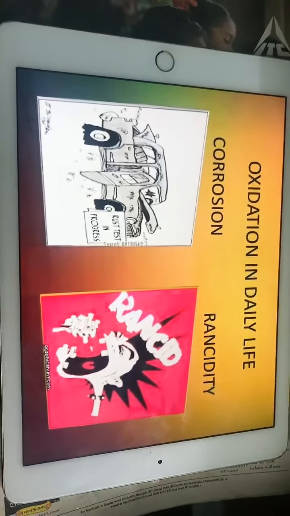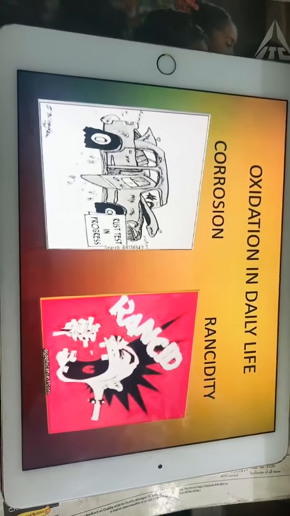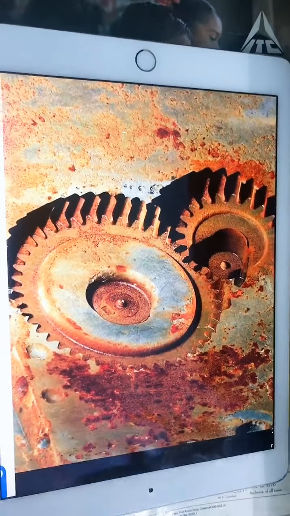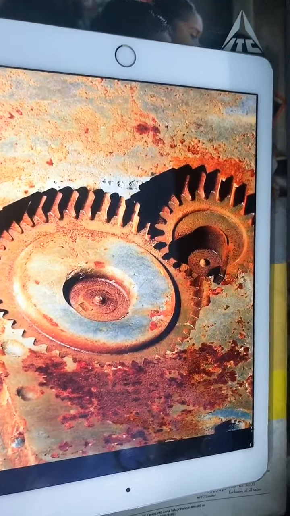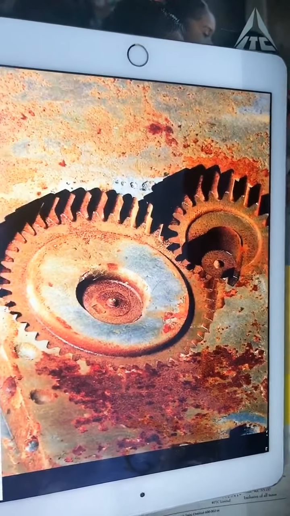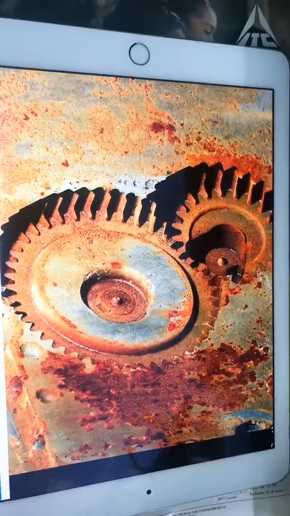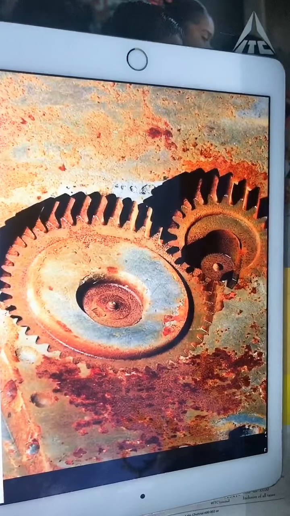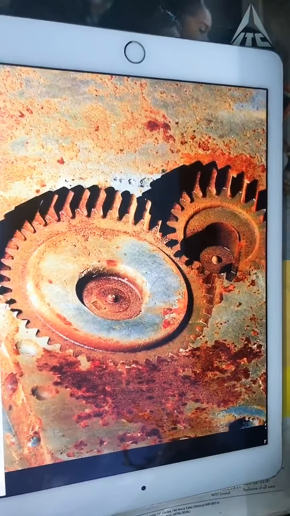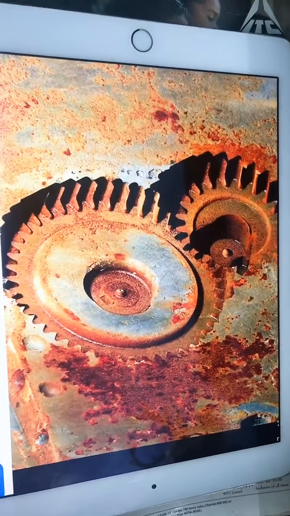See students, corrosion of metals. When metals are exposed to the atmosphere for a long time, they lose their metallic luster and become dull because of the formation of oxide, carbonate or sulfide layers on their surfaces.